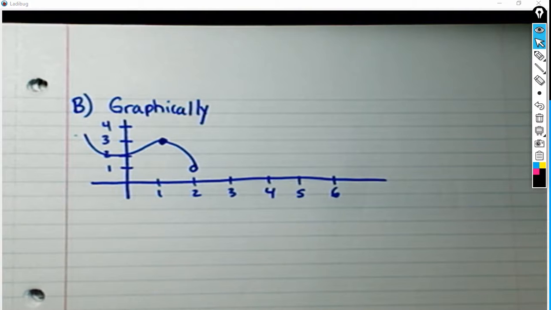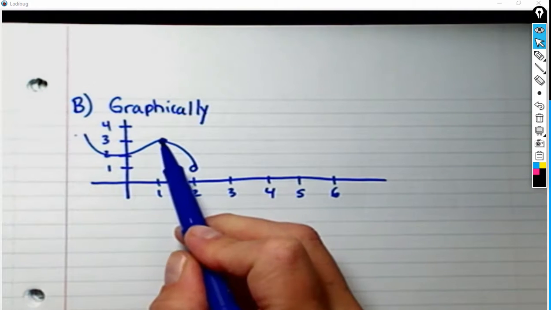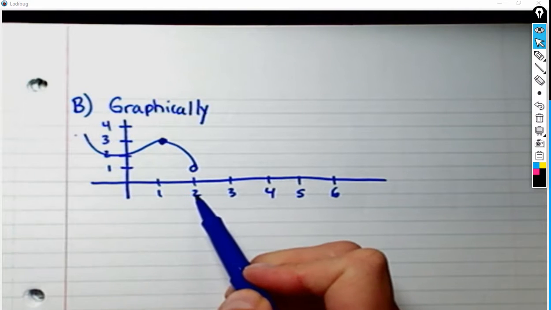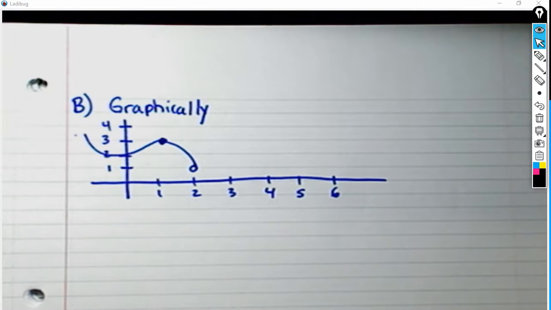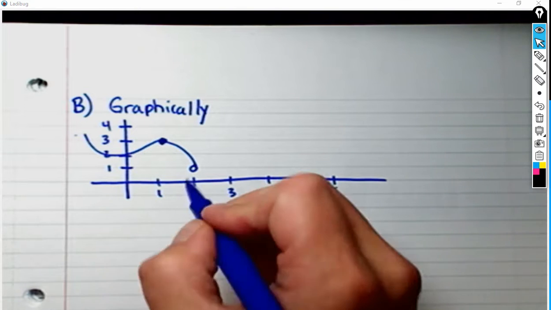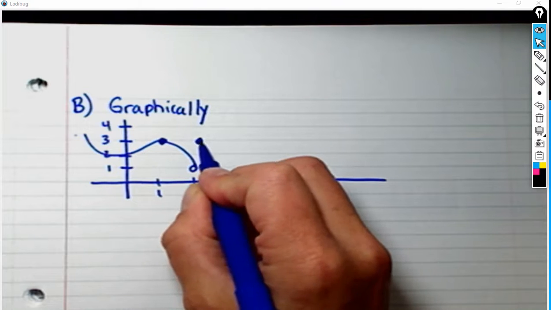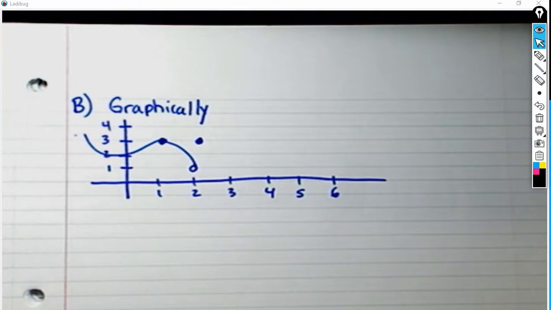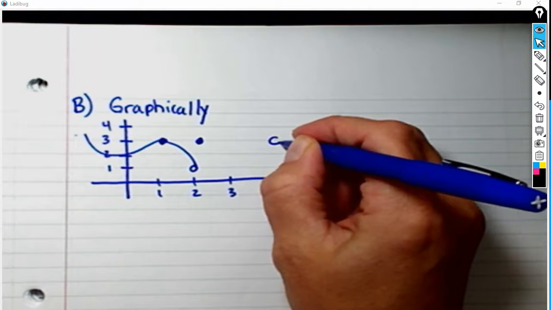Just going to draw it in sections. So you've got a point here at 1, 3. You have an open point here at 2, 1. Okay, so now I've got 2, 3. Okay, so 2, 3, and 4, 3.